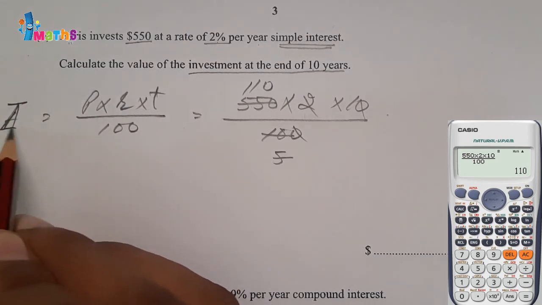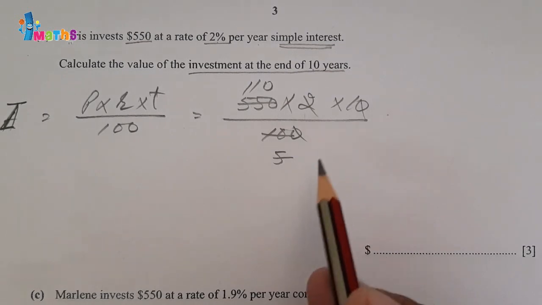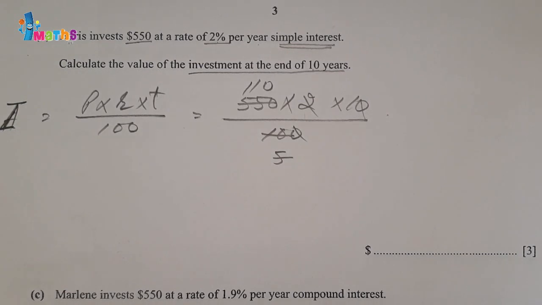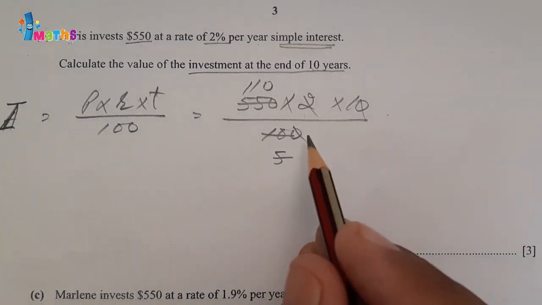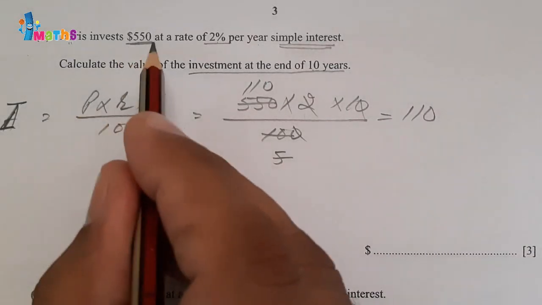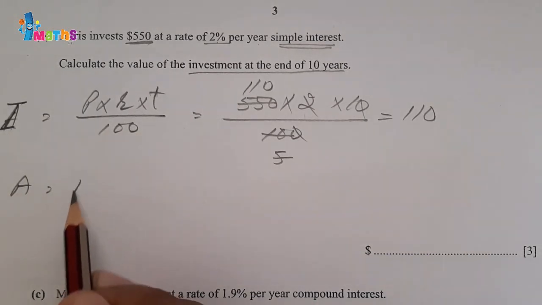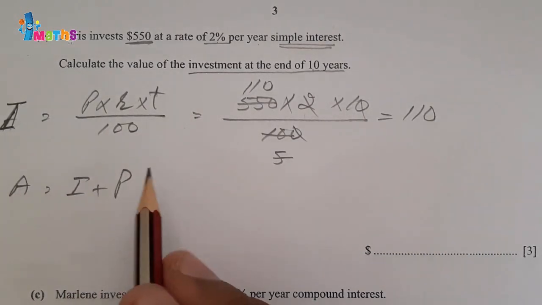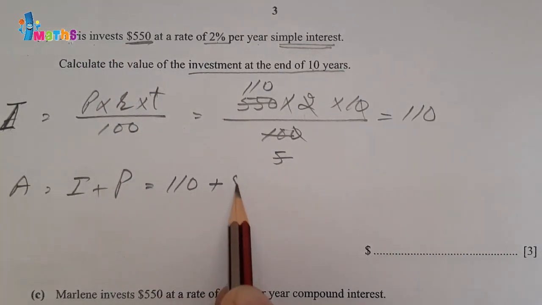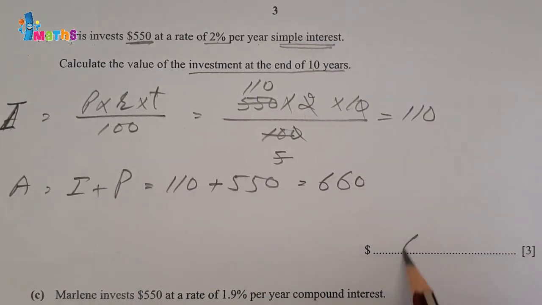This is basically the interest amount he will get after 10 years. So $110, we will add this interest amount to the principal amount, which is $550. So the amount he will get will be equal to the interest plus the principal amount which he has invested. So it will be 110 plus 550, so this will be $660.